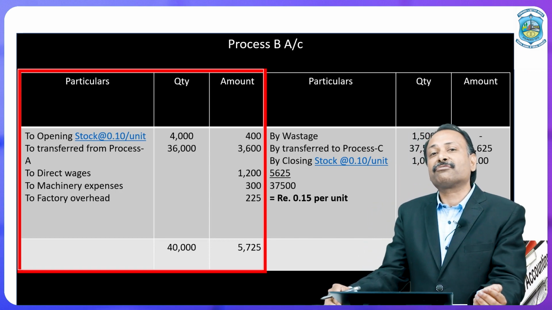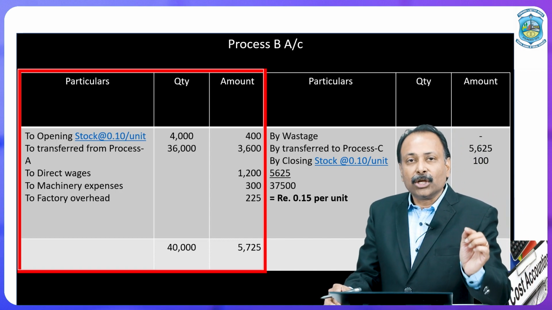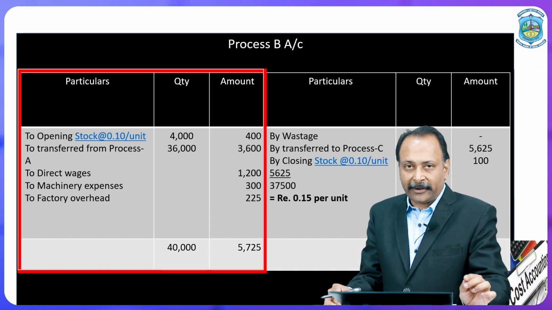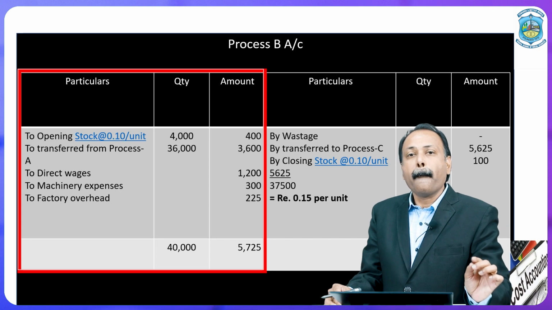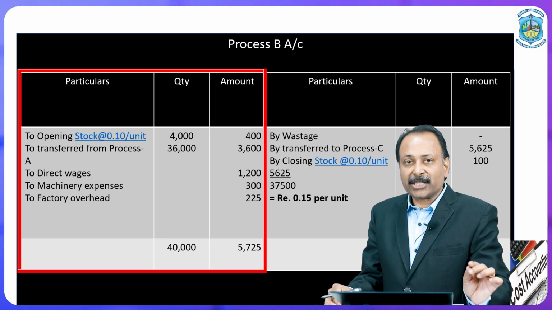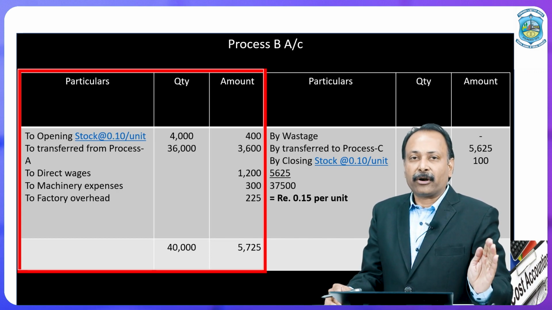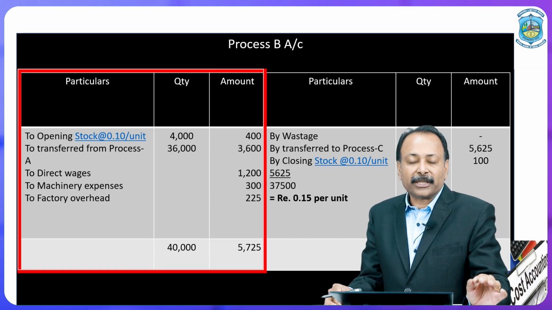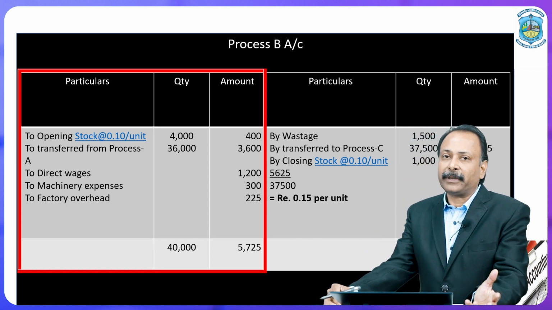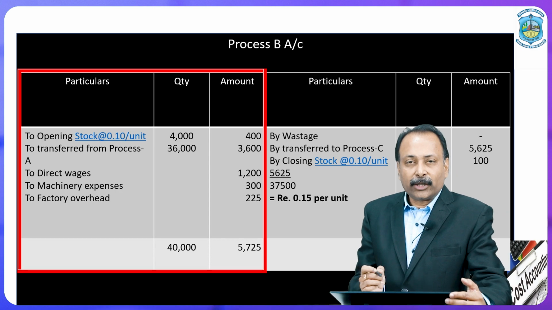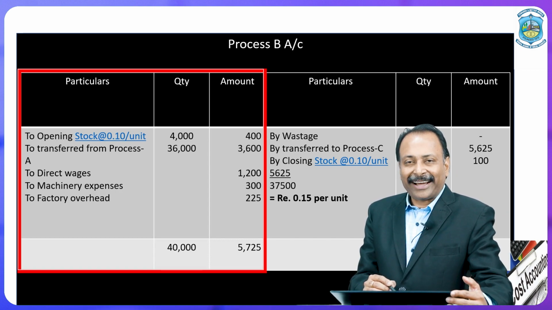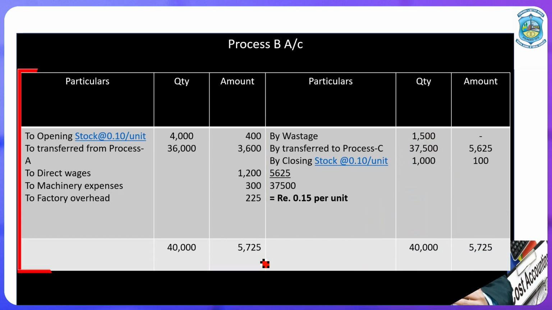Then expenses for process B: to direct wages, which is 1200 rupees, to machinery expenses, which is 300 rupees, and to factory overhead, which is 225 rupees. Now we are going to do the total. For the debit side, quantity column 4,000 plus 36,000 becomes 40,000, and the total of the amount column is 5,725.